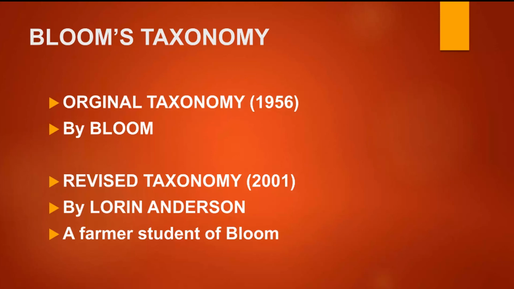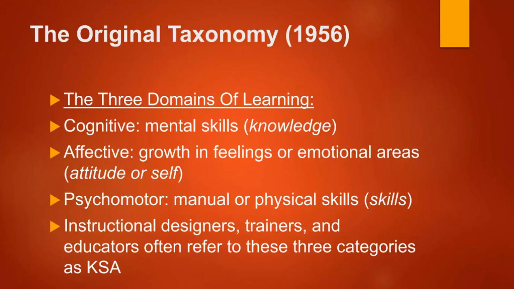The original taxonomy was started in the year 1956 by Bloom. The revised taxonomy came in 2001 by Anderson. The original taxonomy, the one that started in 1956, has three domains of learning: cognitive, affective, and psychomotor. The cognitive domain covers mental skills that relate to knowledge. The affective domain means growth in feelings or emotional areas, that is, attitude or self. Psychomotor relates to manual or physical skills.